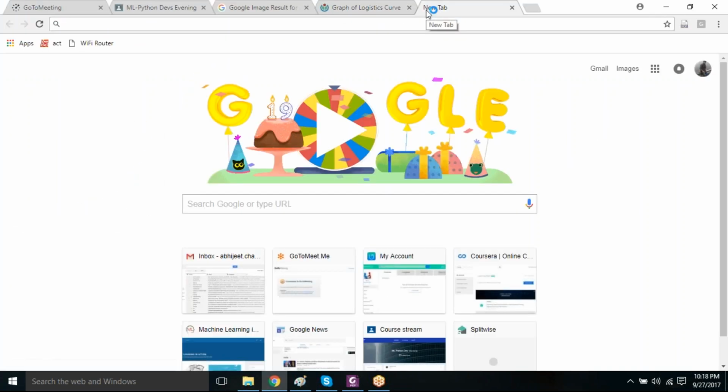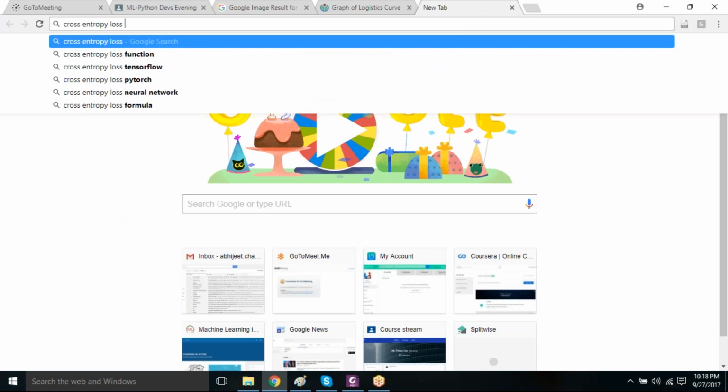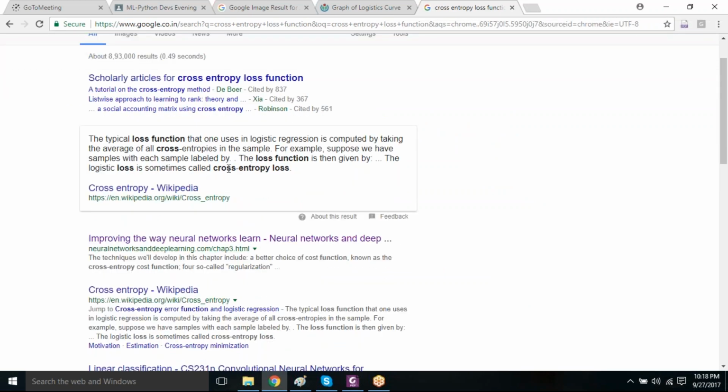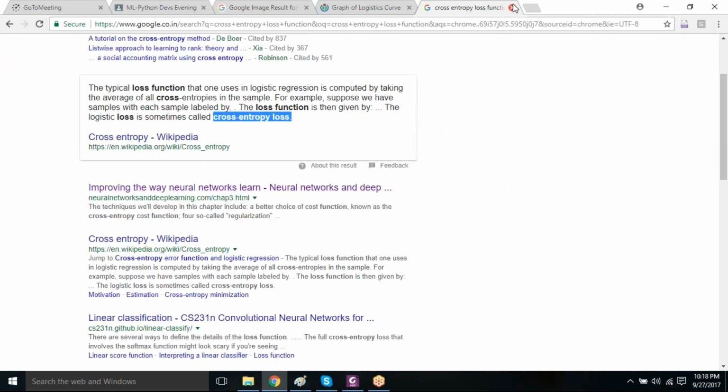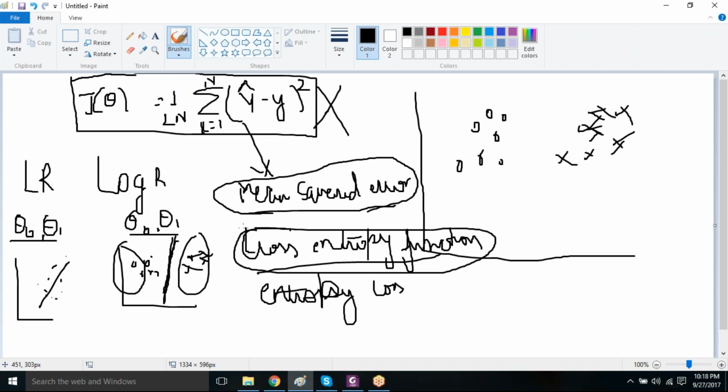You can maybe search on Google. Cross entropy loss. This is an error for logistic regression. So like we had an English name for mean squared error, we have a name for this, which is called the cross entropy function. All these names are just fancy names. Don't be afraid of these names. You will be hearing a lot of terminologies in machine learning, but they are simple concepts only.